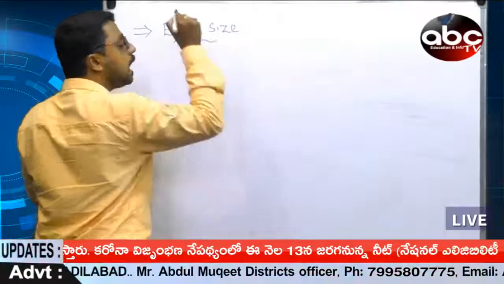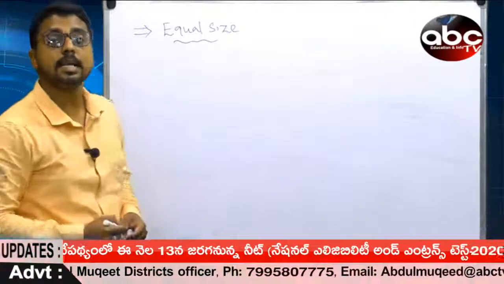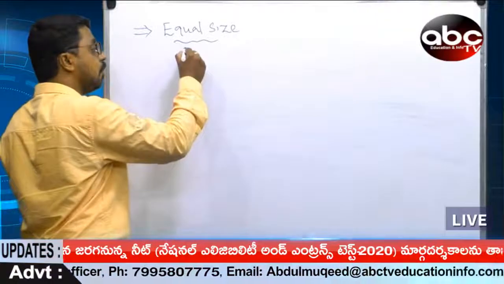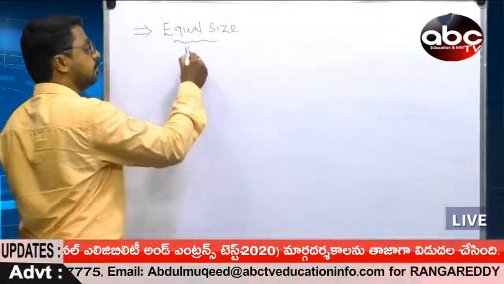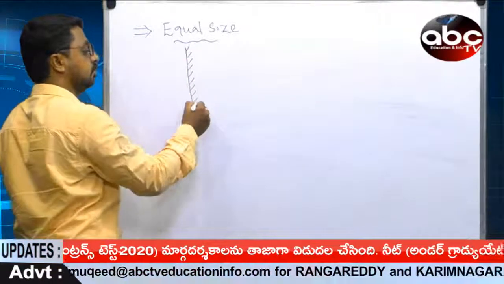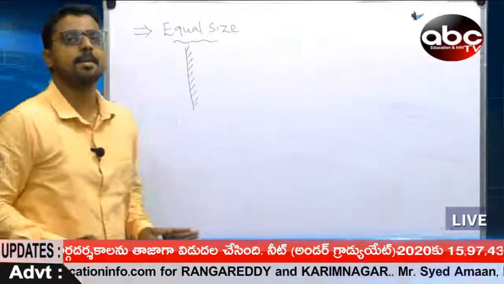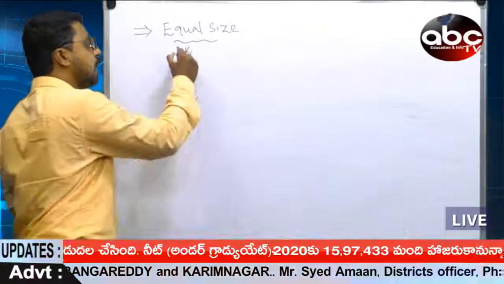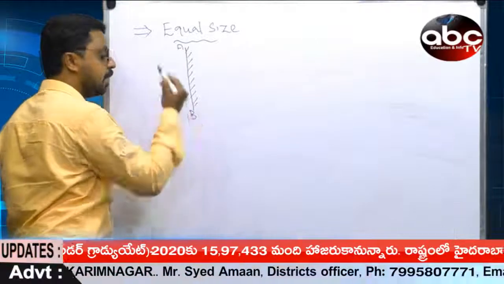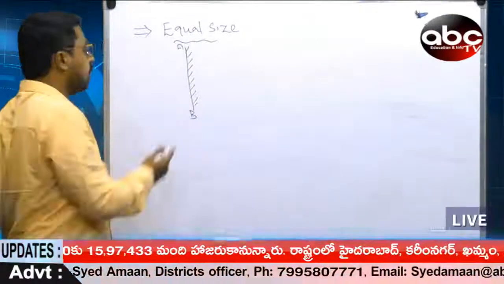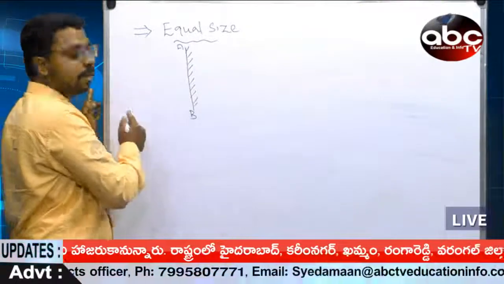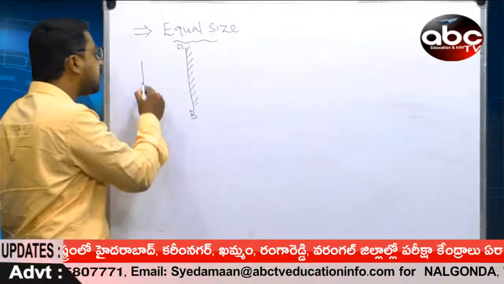Equal size. So let us understand. For suppose this is the mirror. For the sake of example I am taking, let us suppose AB is a mirror. And on this side, that is plane 1, what is happening? An object is present.